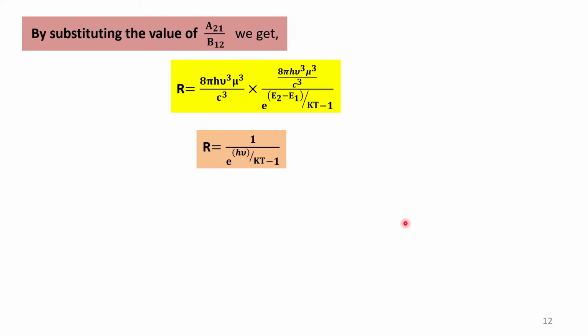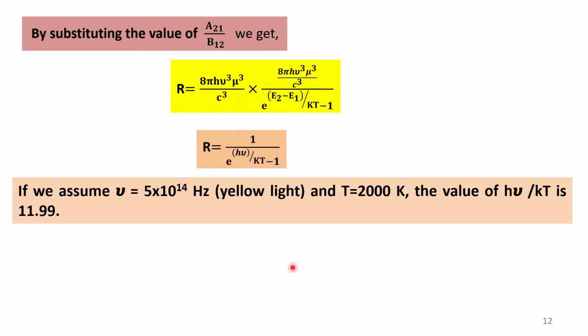Now by substituting the value of the ratio of these two coefficients, A21 divided by B21, we can write R is equal to 8 pi h nu cube into mu cube divided by c cube into 8 pi h nu cube into mu cube divided by c cube divided by e raised to (E2 minus E1) by kT minus 1. So by cancelling these two factors, we get R is equal to 1 divided by e raised to h nu by kT minus 1.